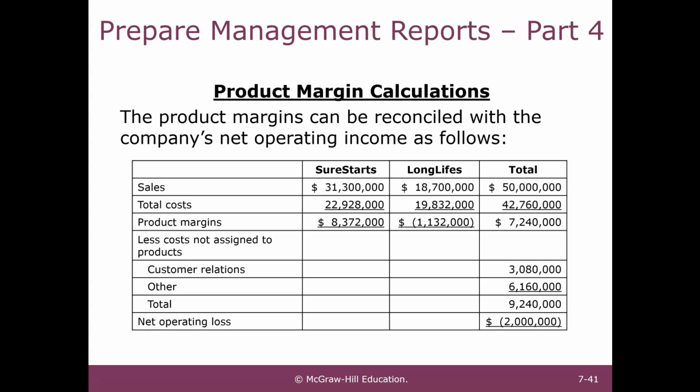If we take those figures and put them into this calculation and then include the costs that are not assigned to products, such as customer relations and other, we come up with a net operating loss of $2 million. So this is just another way to divvy up the costs. We still have the same net operating loss, but now we have a different view of the 2 batteries and what costs go into it and how you can pick it apart to figure out what the problem is with the company, with why there's a net loss.